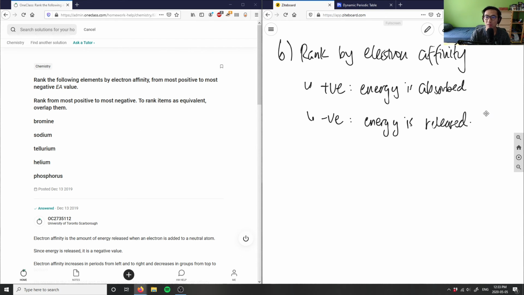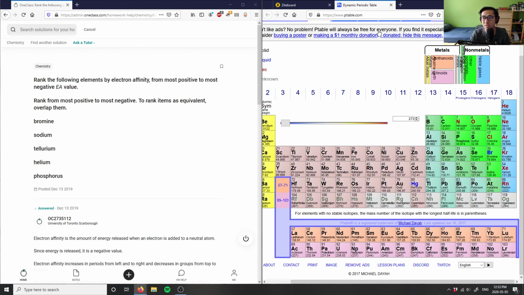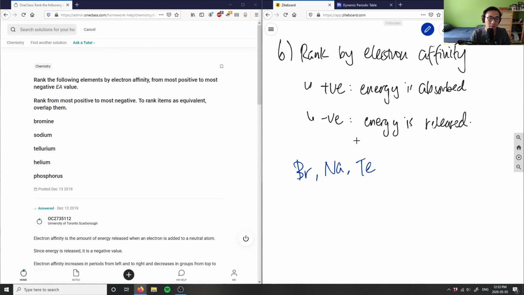So I have Br, bromine here. It's just in blue, actually. Did it freeze on me? No, there we go. So I have bromine here. I have sodium, so Na. Tellurium is Te, I believe. Te is this guy here. Helium is He. And finally, phosphorus is P, right?